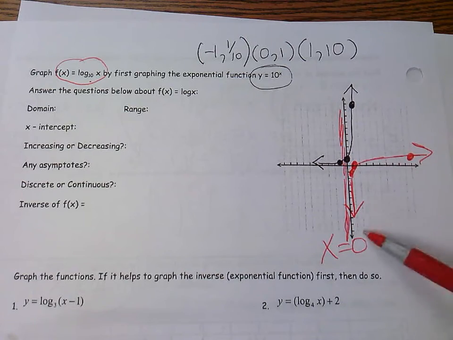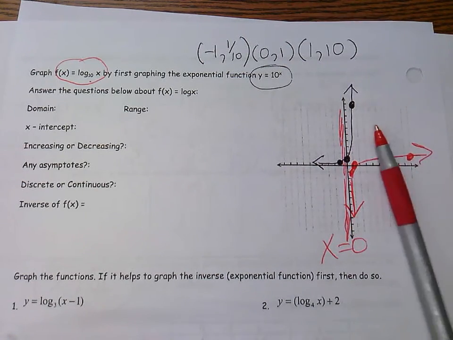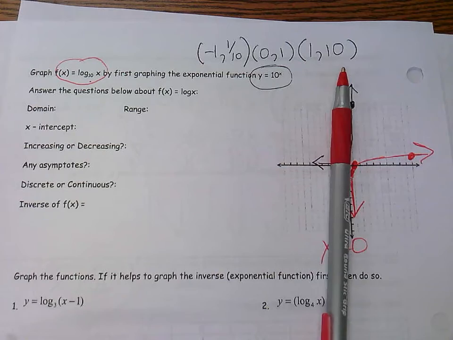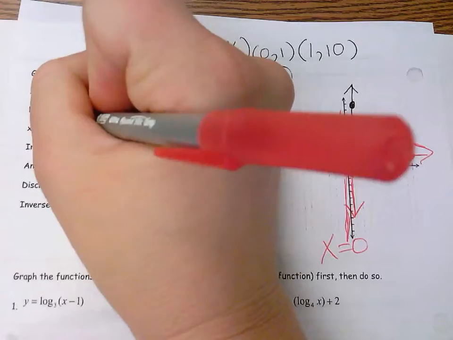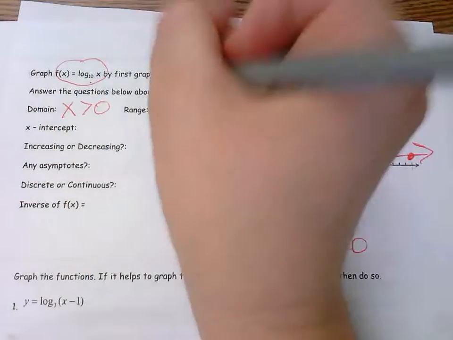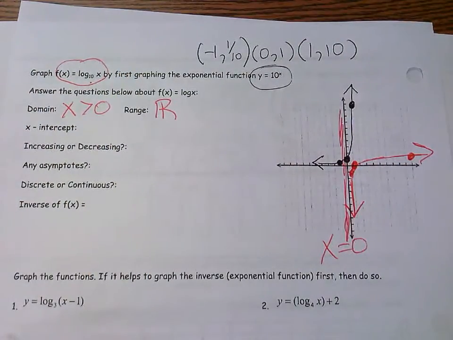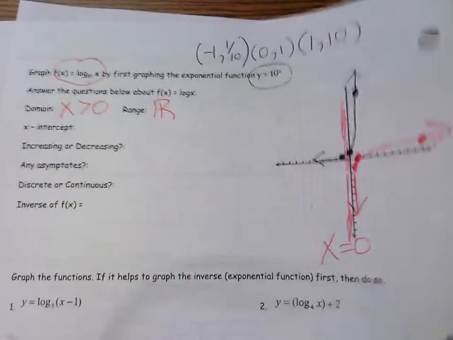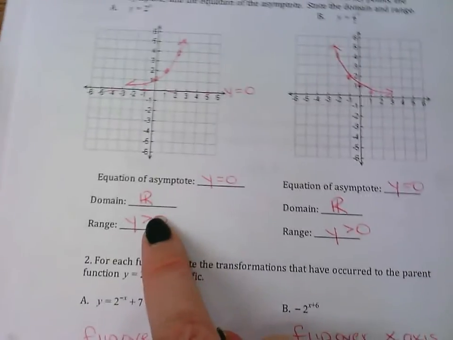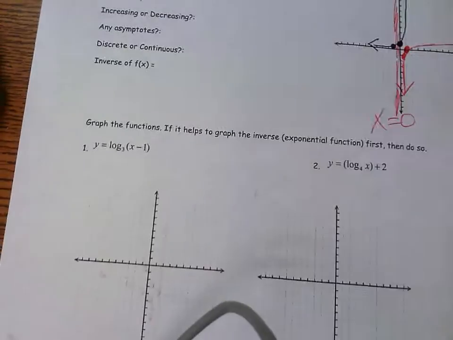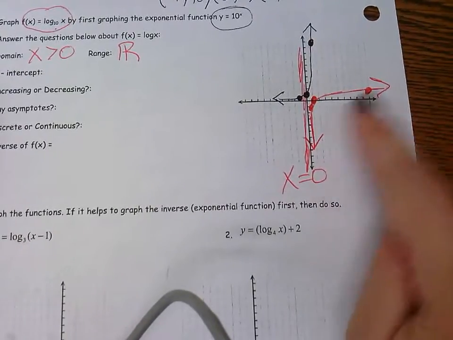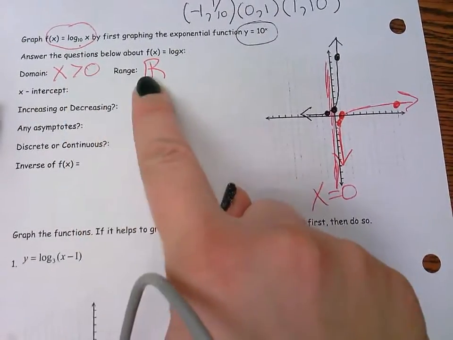What would you say the domain is? What does x have to be? This way, right? X this time has to be greater than 0. And our range is now all real numbers. On your quiz, it was the opposite, right? On your quiz, the domain was all real numbers, and the range was y is greater than 0. So now we flipped the graph, so we flipped the domain and range. X is now greater than 0, and the range is all real numbers.